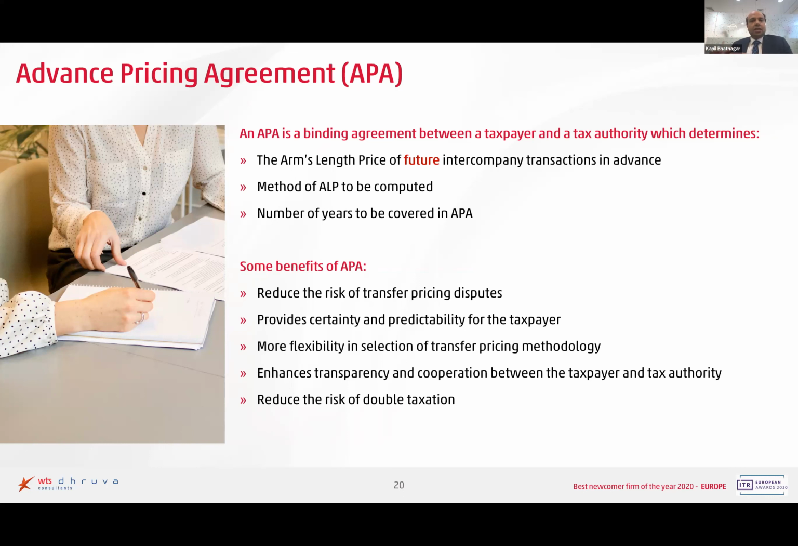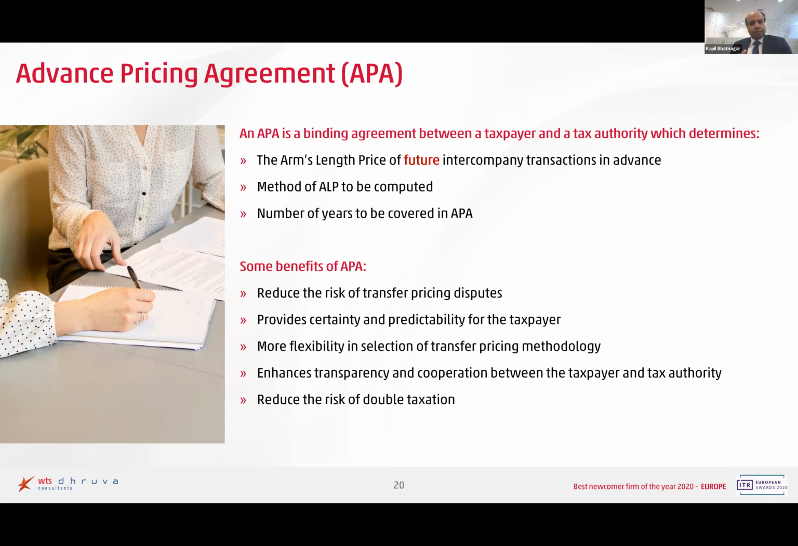It provides reasonable certainty to the taxpayer in terms of what their tax liability is going to be for the future years in which the APA is valid, because the transaction price with the related party has been fixed and agreed with the authorities, and hence determining the taxability of those transactions becomes very, very certain.